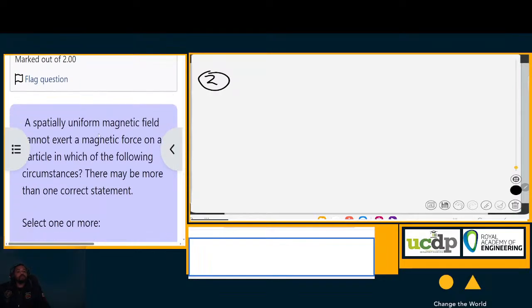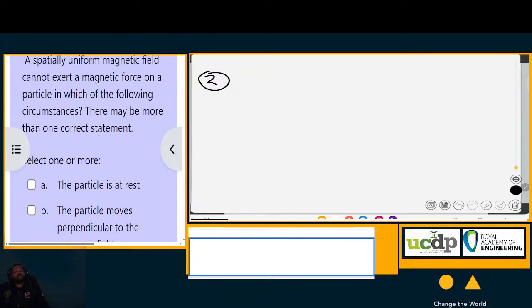Question number 2. A spatially uniform magnetic field cannot exert a magnetic force on a particle in which of the following circumstances. There may be more than one correct statement. So the question is basically asking, in which of these conditions would a spatially uniform magnetic field not exert a magnetic force on a particle?